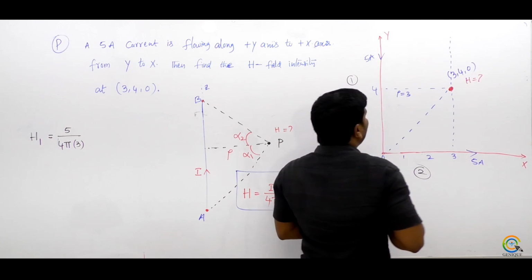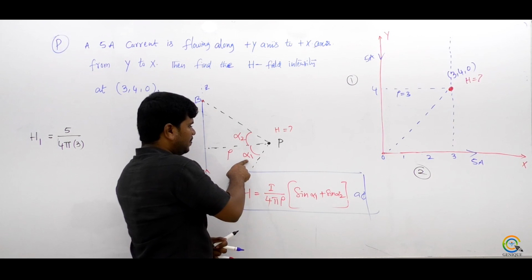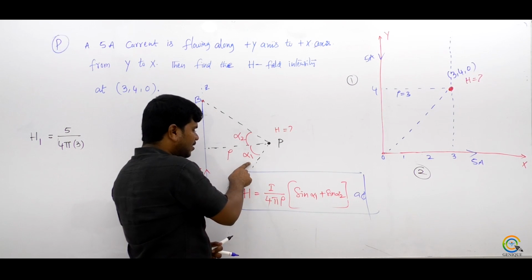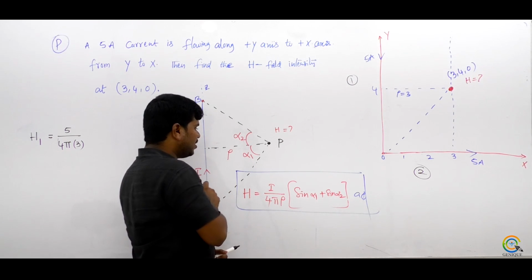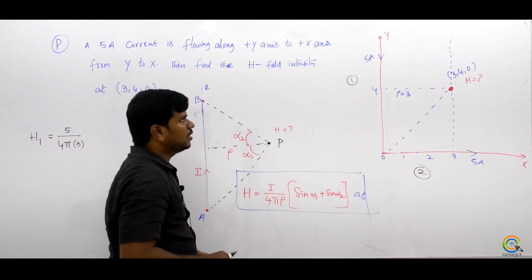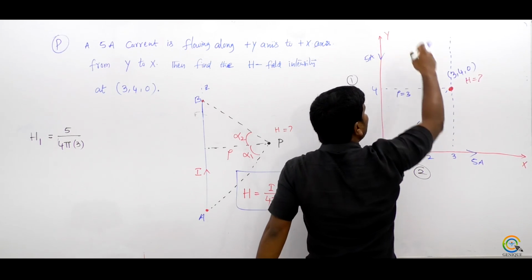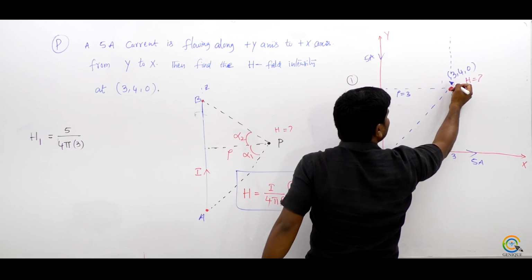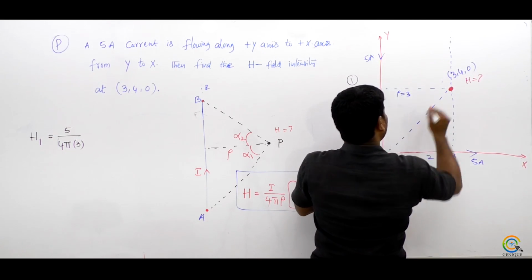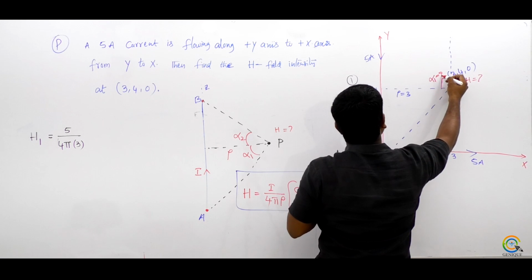So now what is alpha 1? Alpha 1 must be taken corresponding to where the current is flowing from. The current is flowing from here to here. So at this place, alpha 1 will be this one. For this, it is 90 degrees.